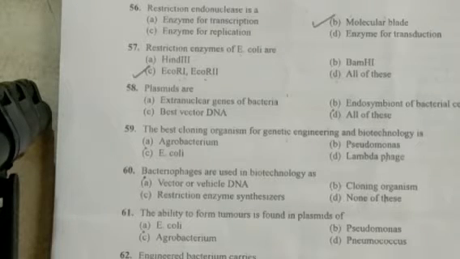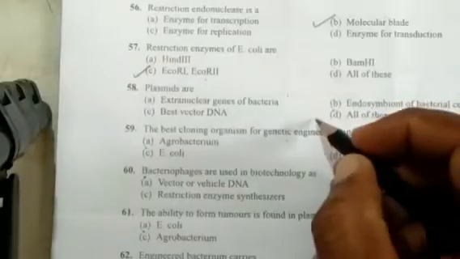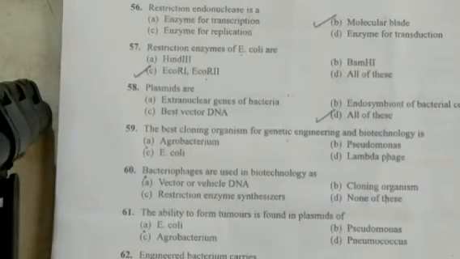Next, plasmids are: A, extranuclear genes of bacteria; B, endosymbiont of bacterial cell. He's asking about extra genes of bacteria, so it can be fine. Then option B, endosymbiont of bacterial cell. Endo means inside, symbiont is similar, because it is also a DNA, what we call extrachromosomal DNA apart from the chromosomal DNA. So that terminology can also be used. C, best vector DNA. So all these three options hold good for plasmids, thereby the answer is D, all of the above.